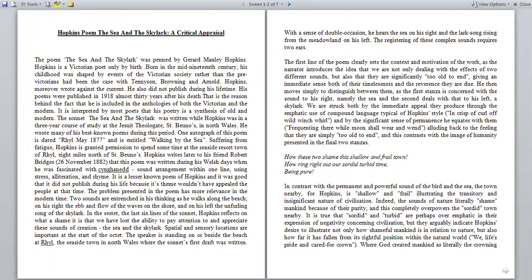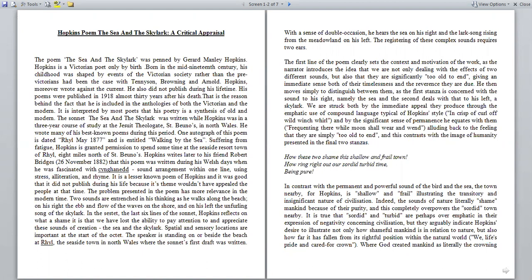Hopkins is a Victorian poet only by birth. Born in the mid 19th century, his childhood was shaped by events of the Victorian society rather than the pre-Victorians, as has been the case with Tennyson, Browning and Arnold.